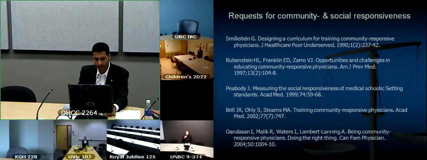For well over a decade now, there have been persistent requests for medical schools to be socially and community responsive, particularly to improve medical training, to better prepare future physicians to identify and collaboratively address the broader determinants of health.